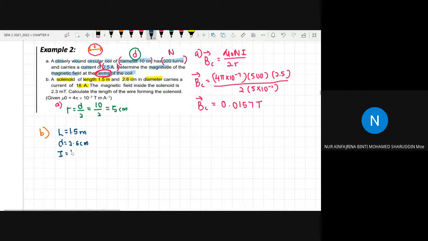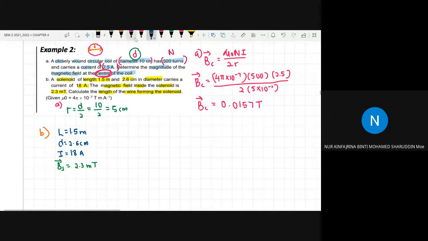So, current dia adalah 18 ampere. And then dia cakap, magnetic field inside the solenoid is 2.3 millitesla. So awak dah tahu magnetic field inside the solenoid adalah 2.3 millitesla. So the question asks us to calculate the length of the wire forming the solenoid. So dia minta kita calculate the length of the wire forming the solenoid.